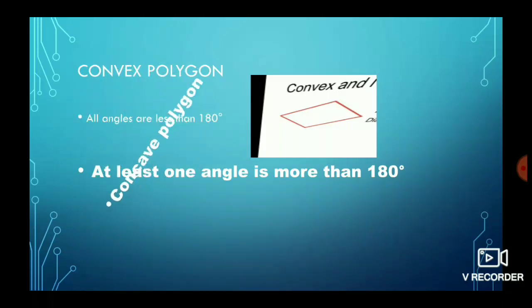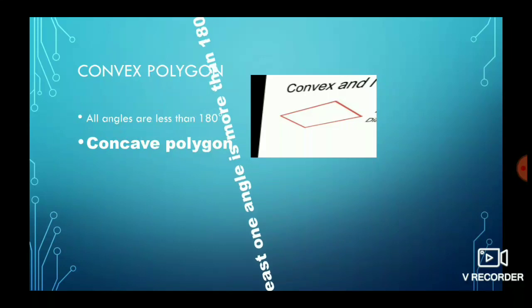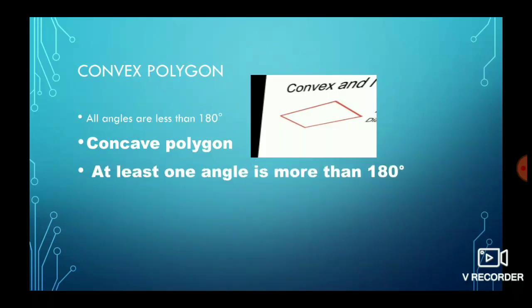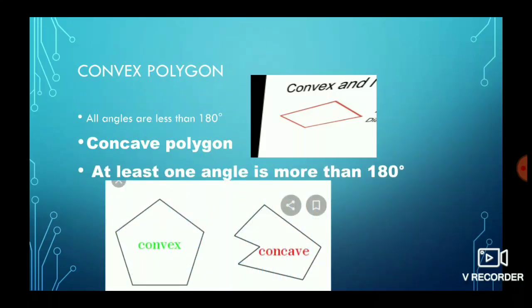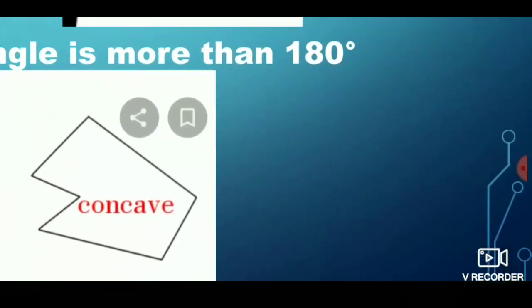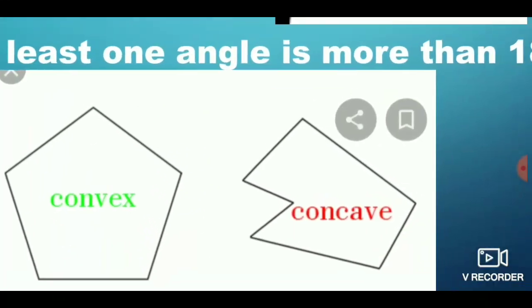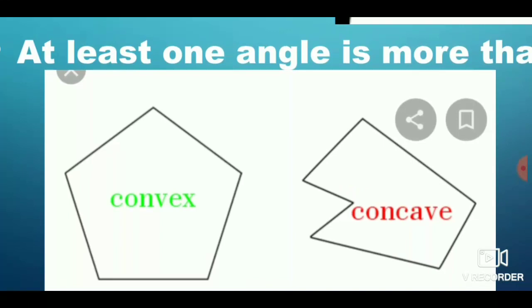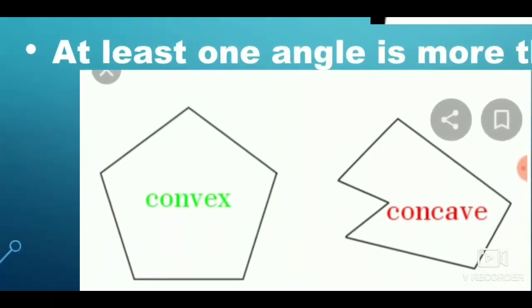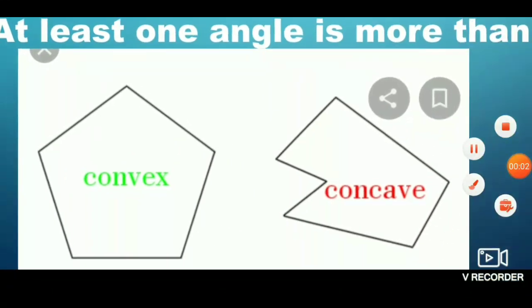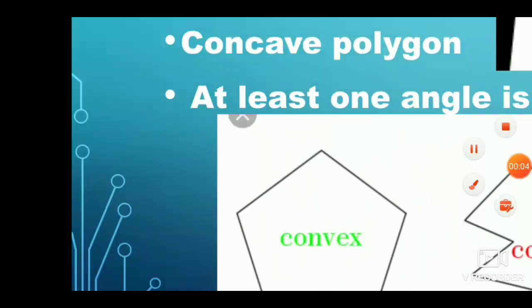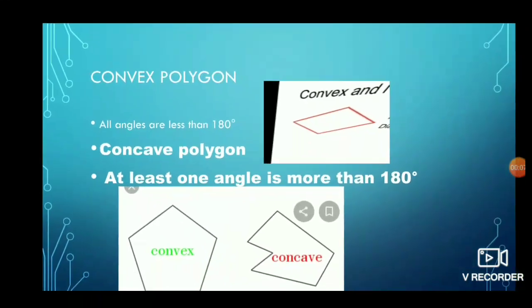Now we have understood the concave polygon and its property. Here you can view examples of convex as well as concave polygons, and how they look.